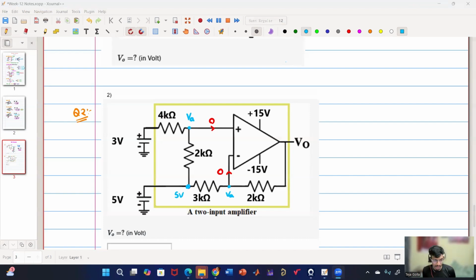So KVL. People are saying KVL, or you can apply KCL also because the current in this direction is the same as the current in this direction, right? So can you apply KCL and tell me what will be the equation? VA equals 13 by 3 volt. Jnanendra says 13 by 3. What about others? Can you tell me the equation? The KCL equation?